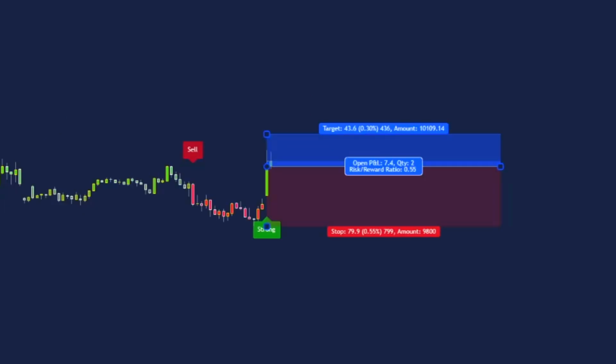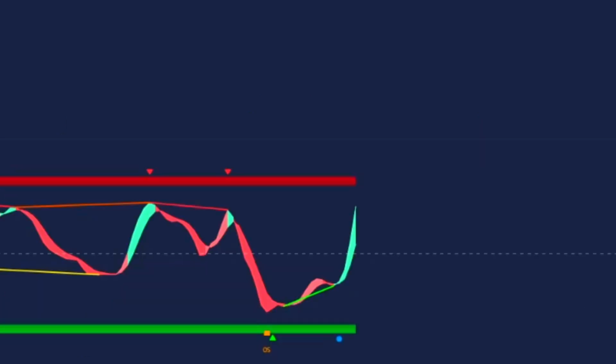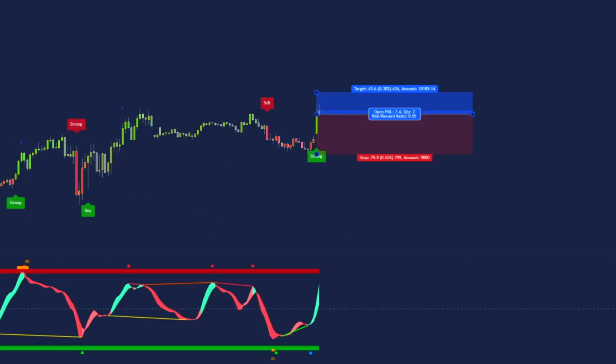A safe place to put your stop loss will be at the recent swing low, which is right here, and this is also where the two peaks have formed the divergence that was the first step for looking for our trades.